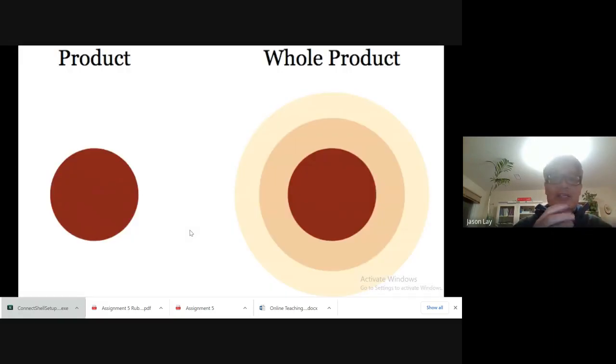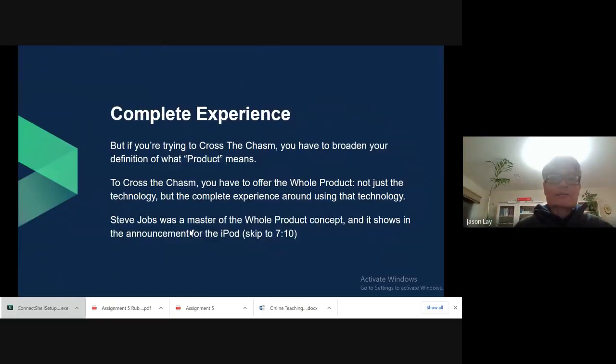So what I want you to think about when we're talking whole product thinking is, you can think of a product like concentric circles, and there are different layers that make a product whole. For example, it could be customer service. It could be certain attributes that really add to the benefit to the consumer. And so if you're trying to cross the chasm, you want to provide a complete experience. You have to broaden your definition of what that product means.